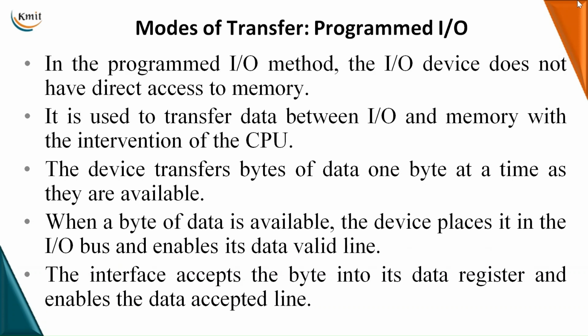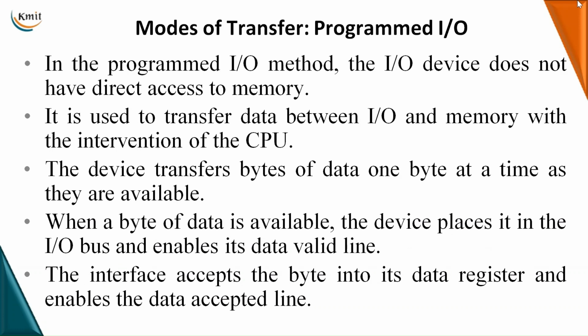In case of programmed IO, the IO device that wants to transfer data to the memory unit doesn't have a direct access to the memory unit. It is used to transfer the data between the IO and memory with the intervention of the CPU. And here the transfer takes place one byte at a time. For example, if I want to give as input from the keyboard the message hello, each and every character of the English alphabet is considered as an 8-bit ASCII value, which is nothing but one byte.